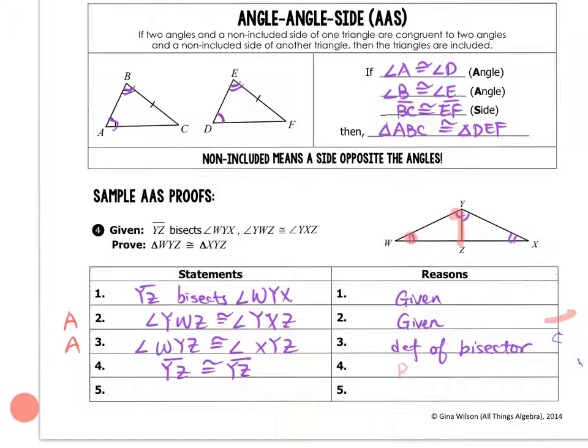So this is the reflexive property, and I can draw the conclusion that triangle WYZ and triangle XYZ are congruent because of AAS. All right, so this is probably the first example we've done where you're writing your own statement. So give it a try.